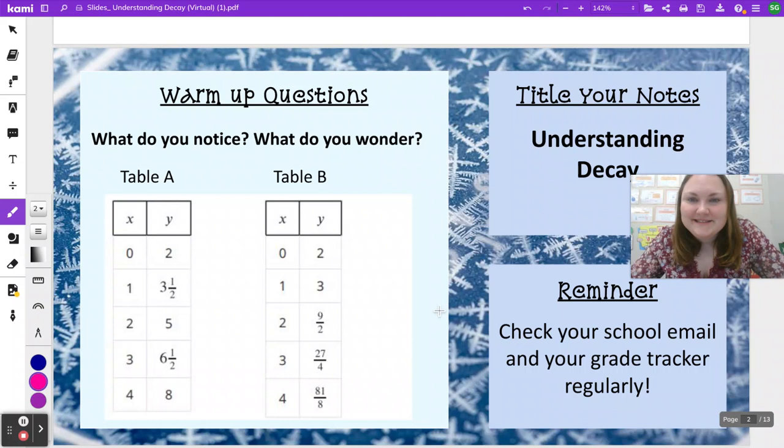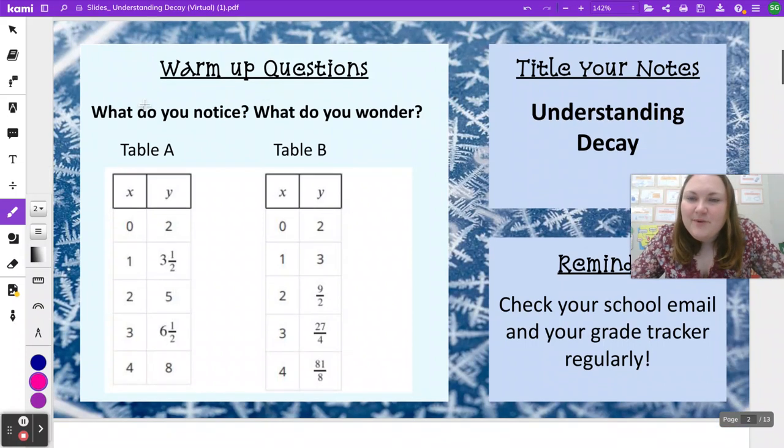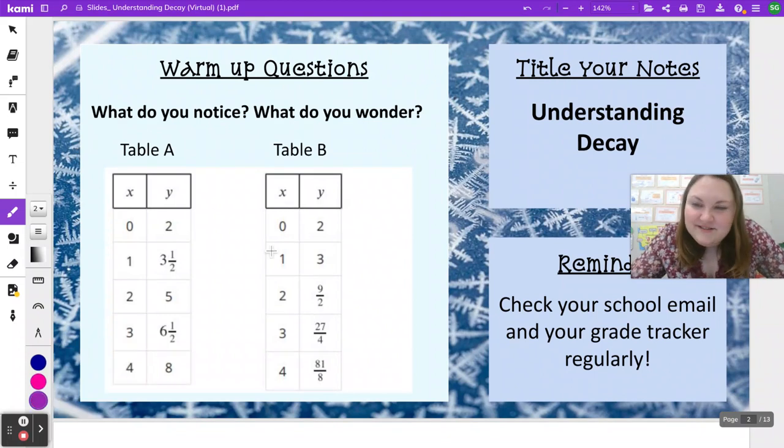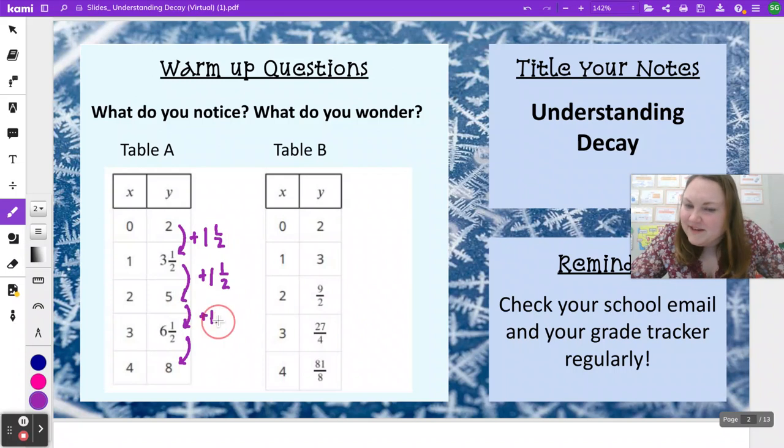Looking at our warm-up question, again, it's looking at these two tables, anything you might notice from the table or questions you have. In the past, when I've asked this question to students, one of the things students first notice is this first table is increasing, and it's increasing in a pattern of adding 1.5 every single time. I've also had people describe that as 1.5. Either of those are good.